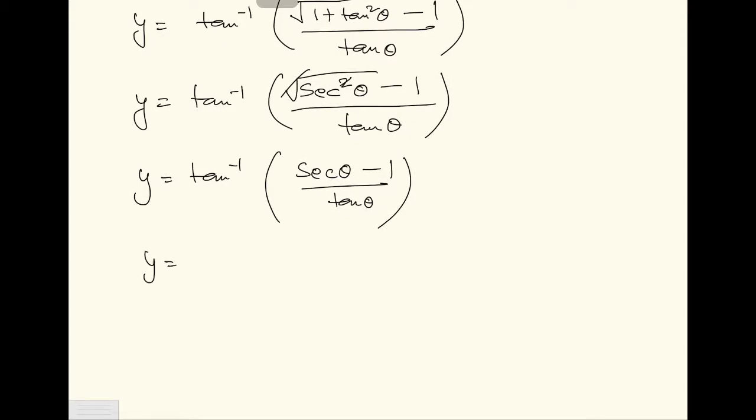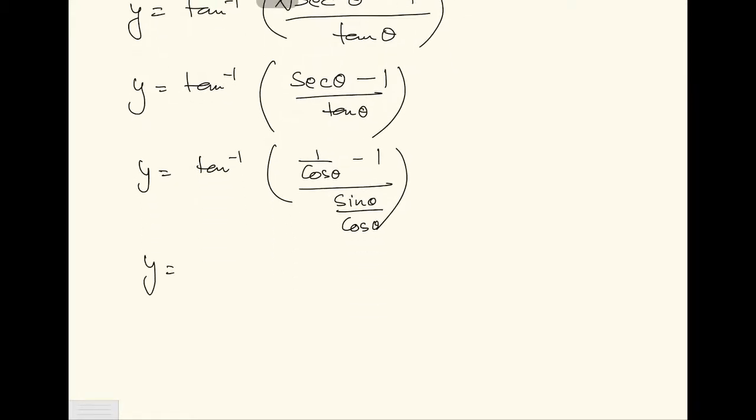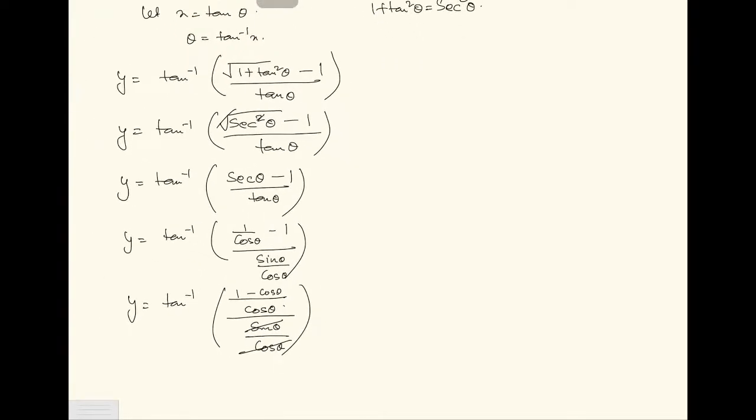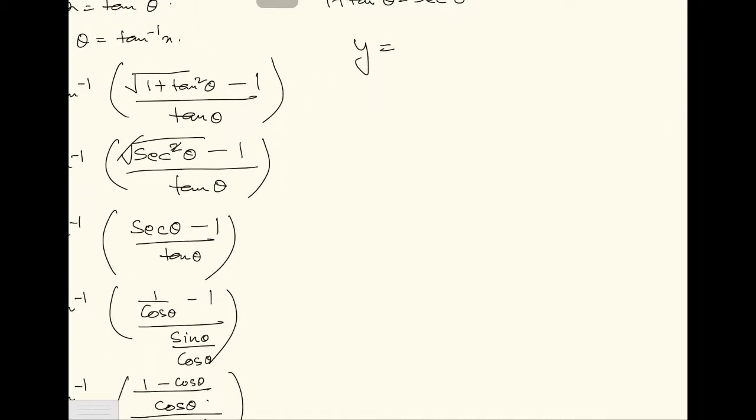It's not yet simple. y equals tan inverse. I can write 1 by cos theta minus 1 divided by sine theta by cos theta. Correct, everyone? Let's take the LCM. y equals tan inverse, the LCM is cos theta, in the numerator 1 minus cos theta, divided by sine theta by cos theta. I can cancel the denominators, isn't it, everyone? Yes. So I'm left with y equals tan inverse of 1 minus cos theta divided by sine theta.